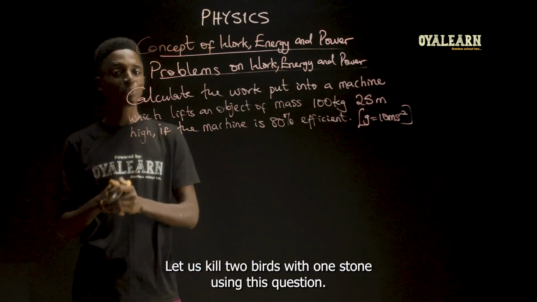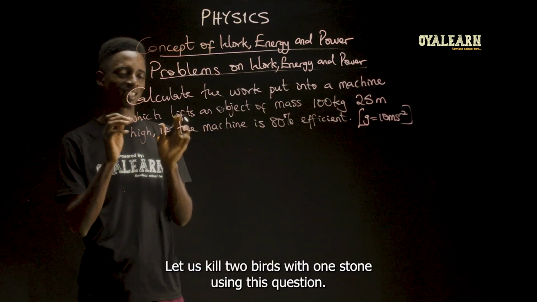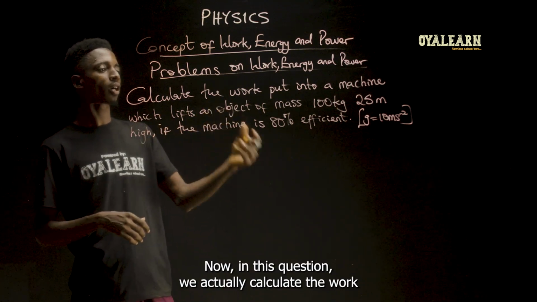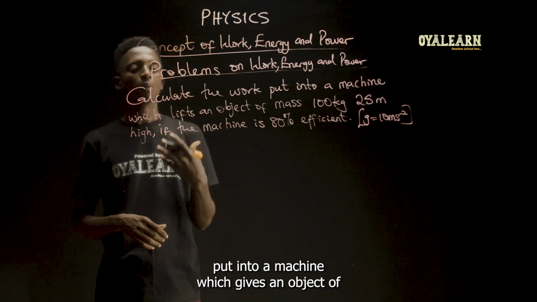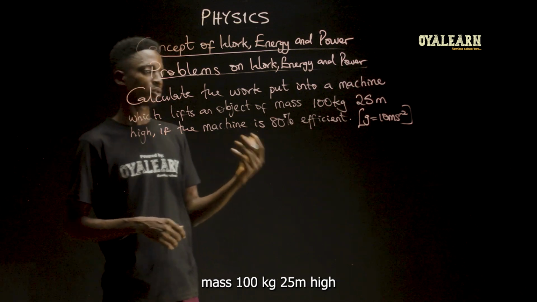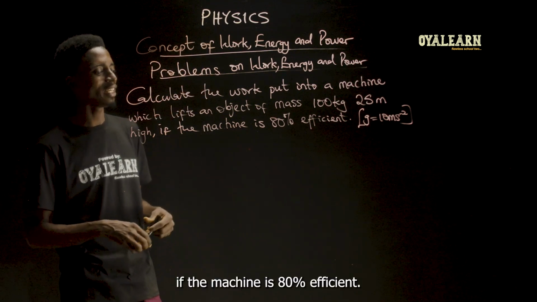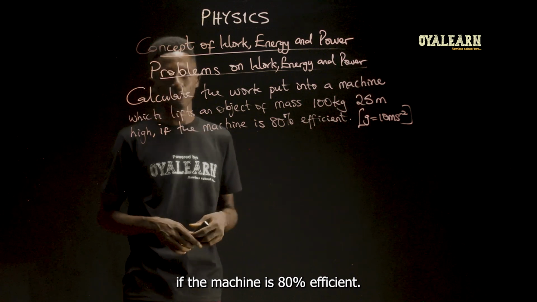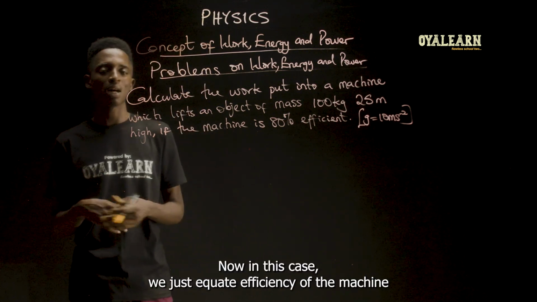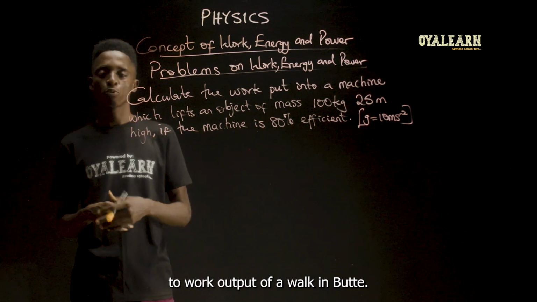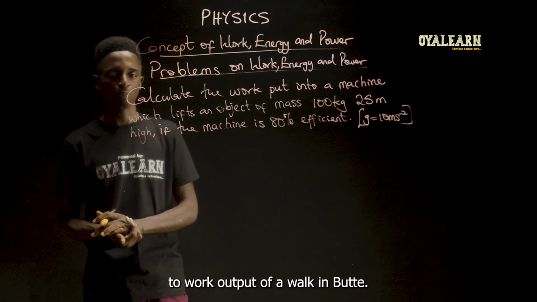Let us kill 2 birds with 1 stone using this question. Now in this question, we're asked to calculate the work put into a machine which lifts an object of mass 100 kg 25 meters high if the machine is 80% efficient. In this case, we just equate efficiency of the machine to work output over work input.